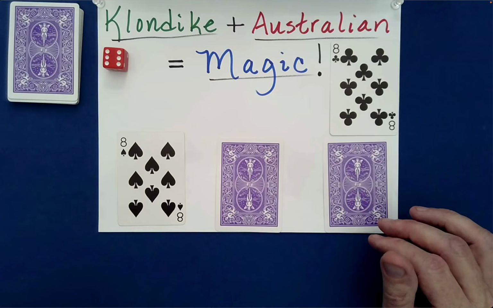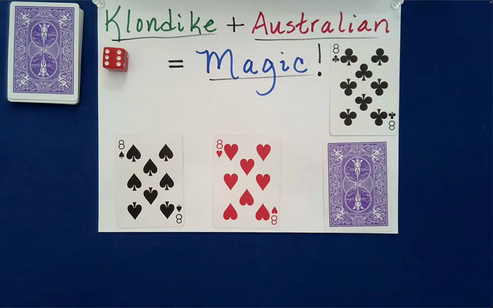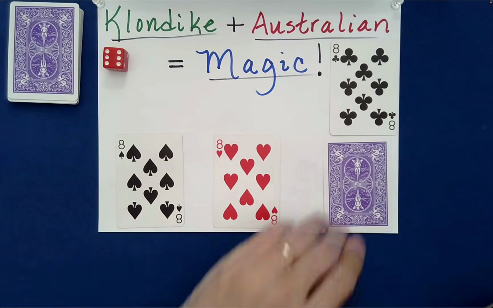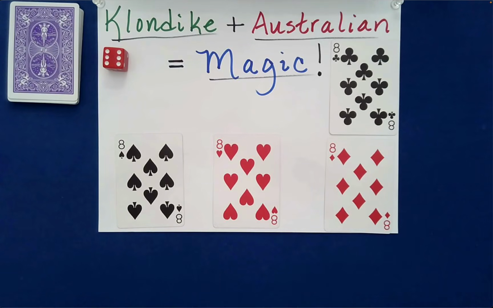How did the other black 8 end up being the lone survivor after that random number of Klondike shuffles? Okay, things are becoming clear as to why I thought to call this Crazy Eights. That is indeed crazy.